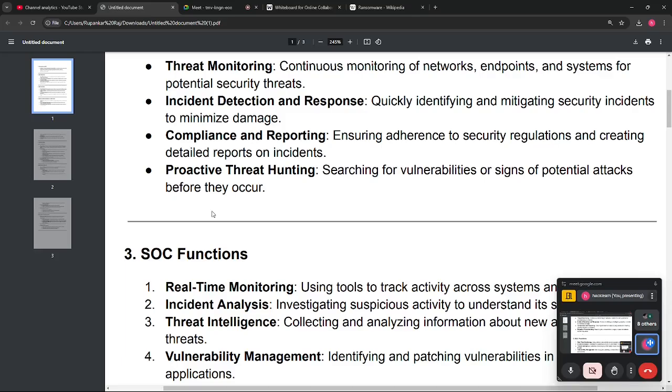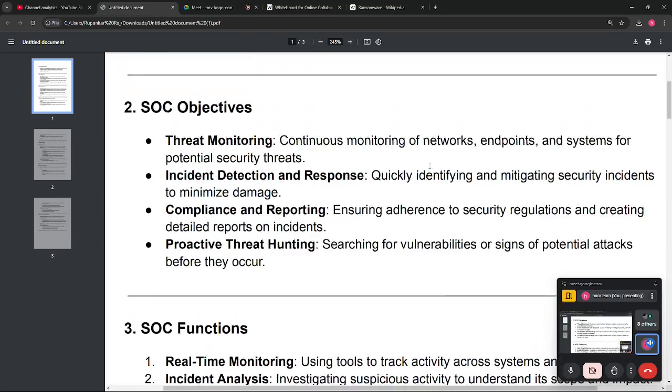And after that, as a SOC analyst, you can also notice any employee who is downloading a large volume of sensitive data without authentication. So you need to proactively do all these steps. And whenever you find any sign of a potential attack, you just need to act at that time, and that's how you will be working as a SOC analyst.